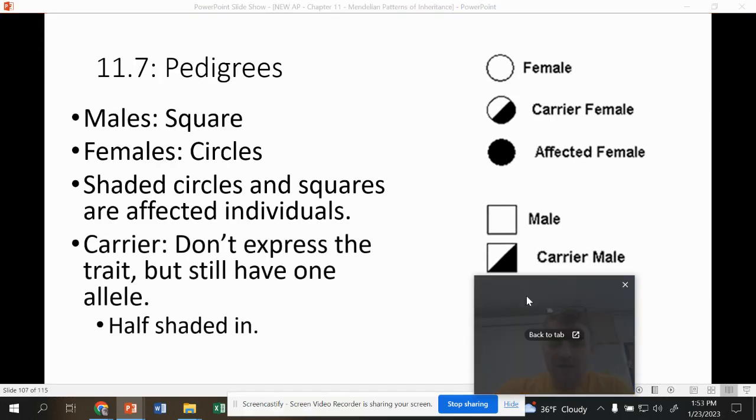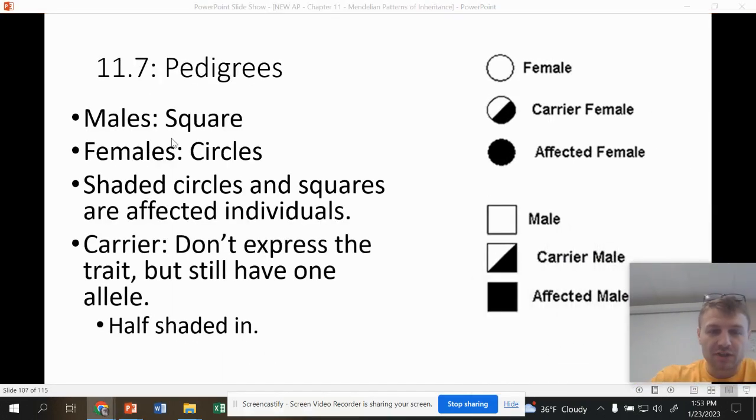Now, in these pedigrees, males are going to be square, females are going to be circles. Shaded circles and squares are going to be affected. That means they have whatever disorder or trait that you're looking at. Carriers don't express the trait or phenotype, but they still have one allele. So they're half shaded in. Another name for a carrier is heterozygous.